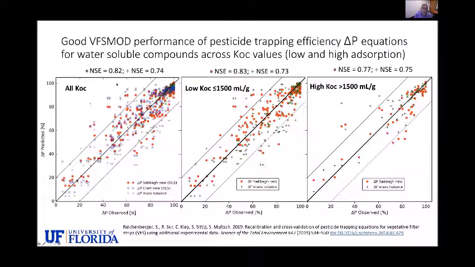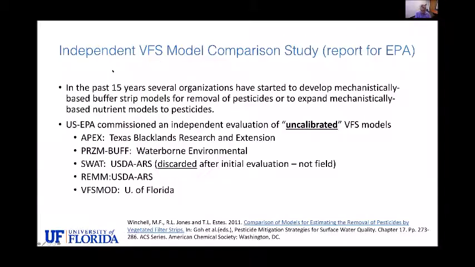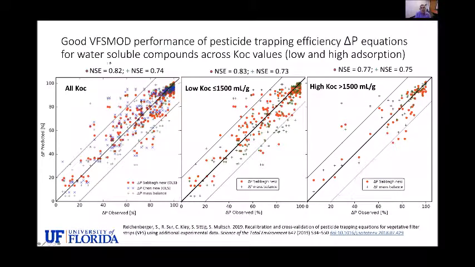And in here, we are comparing the performance of reduction. Again, on the x-axis, we have the observed values from the studies. On the y-axis, we have the VFSMOD predicted reductions. On the top here, you have the Nash-Sutcliffe efficiency, or the degree of agreement with the one-to-one line, which is perfect agreement. Higher numbers, typically above 0.65, give us better predictions, or essentially an efficient model.